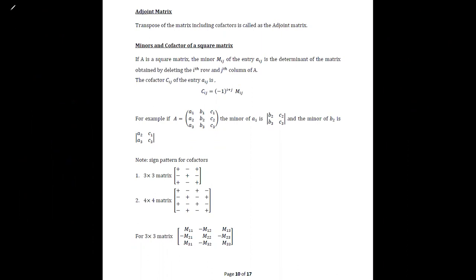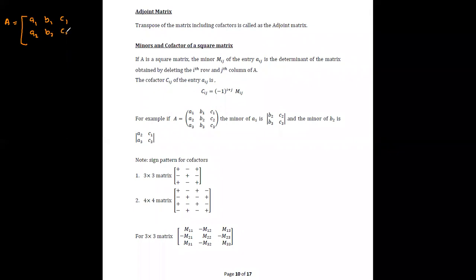Suppose that we have a matrix called matrix A, having the elements A1, B1, C1, and so on, with A3, B3, C3 in the last row. Suppose this is the matrix given to us. If you consider a single element, suppose that here we are considering the element A1. Suppose that we are taking this element.